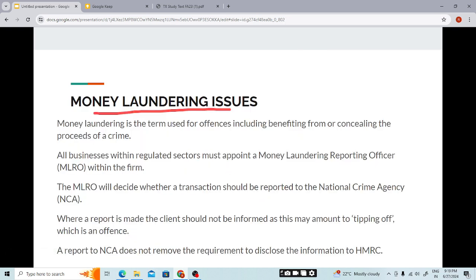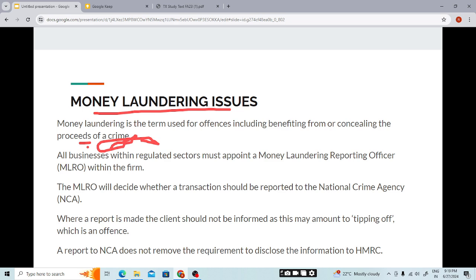Money laundering is the term used for offences including benefiting from or concealing the proceeds of crime. What does money laundering mean? Money laundering mostly means that you are hiding your source of income. You are not paying the tax on it. You are mostly hiding the source of your income, like black money. We say kala dhan in India. So black money means money laundering.